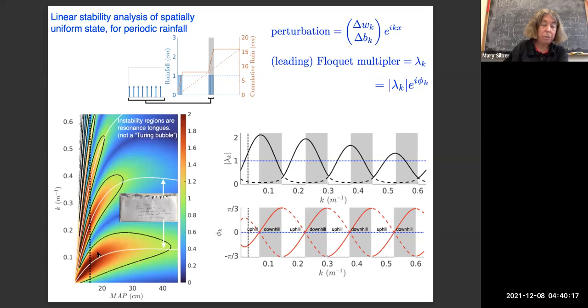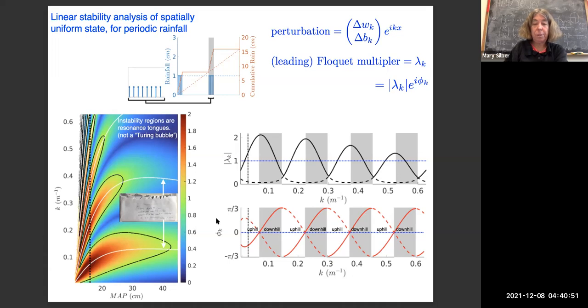And what totally surprised us when we went to do these calculations was this resonance tongue character to it. And this back of the envelope calculation was exactly what we did to figure out the spacing of these resonance tongues. So this white curve is just based on that crude estimate of how far the water would travel before infiltrating.